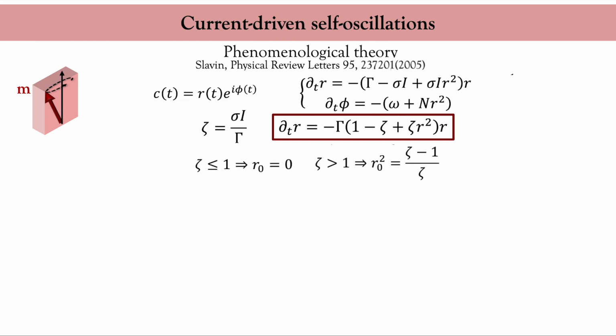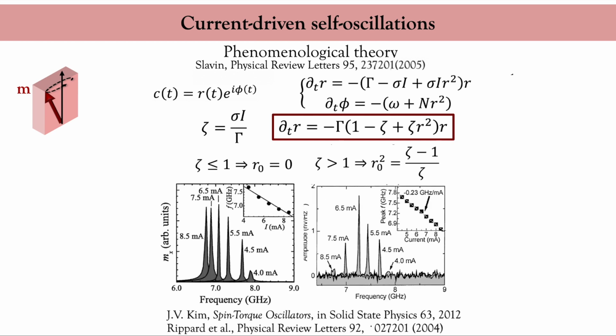If the ratio between the torque and the damping is smaller than 1, the damping wins, and the only stable solution is R equals 0, meaning no oscillations. On the contrary, if the ratio is larger than 1, then the torque wins, and a non-zero stable solution exists, which means that auto oscillations are allowed. By pushing the theory further, one can obtain the relation between the oscillation frequency and the current, as observed experimentally.